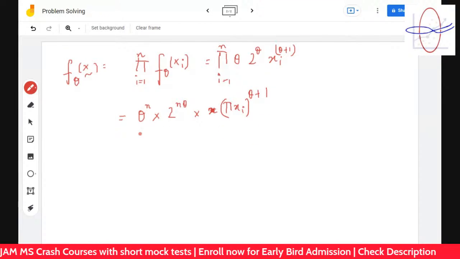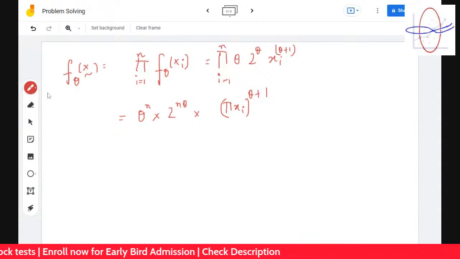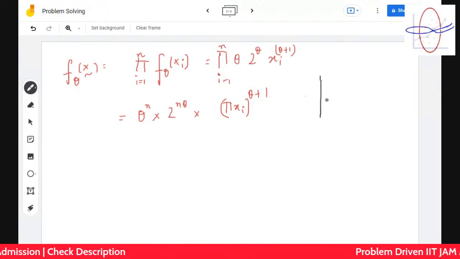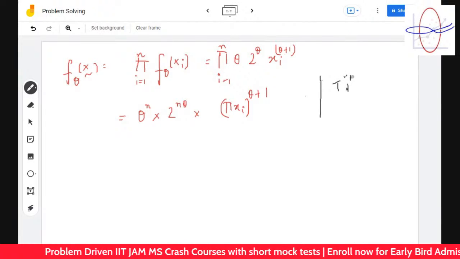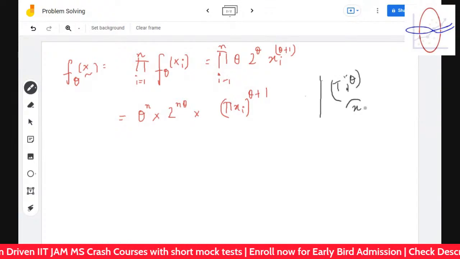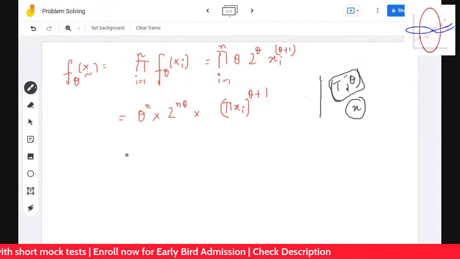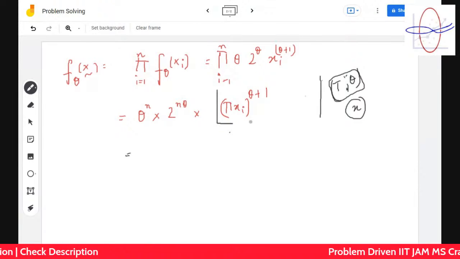Yes, sir. Very good. So now we will be using this. We have to remember, we have to write it in terms of what? One part is in terms of t and theta, and the other one is just x. So here you can see the t and theta part is here.